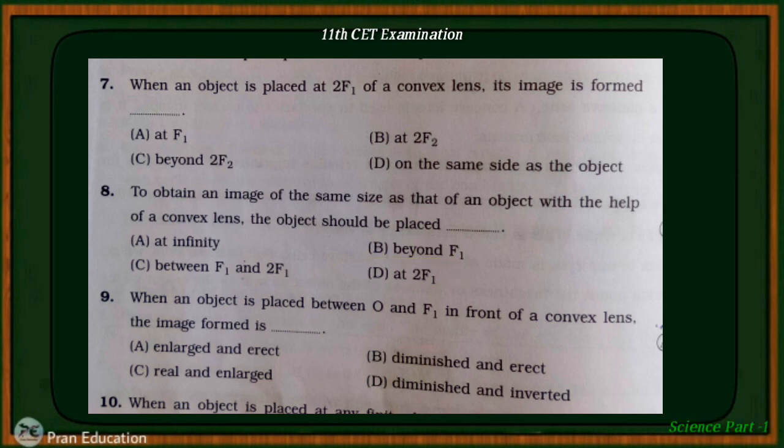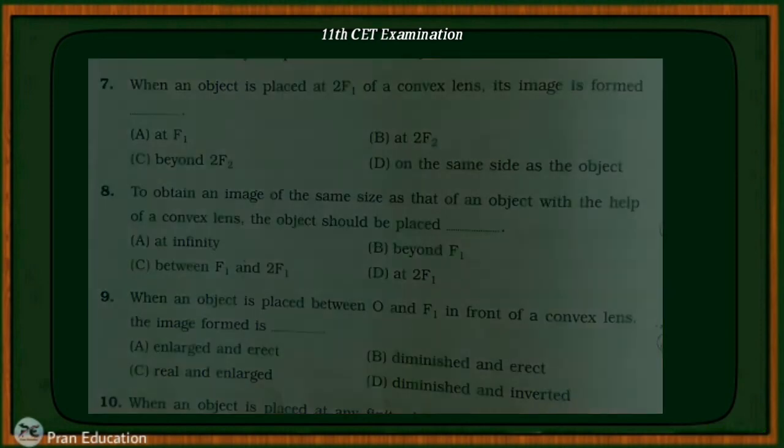9th, when an object is placed between O and f1 in front of a convex lens, the image formed is dash. Options: A enlarged and erect, B diminished and erect, C real and enlarged, D diminished and inverted. The correct option is option A, enlarged and erect.